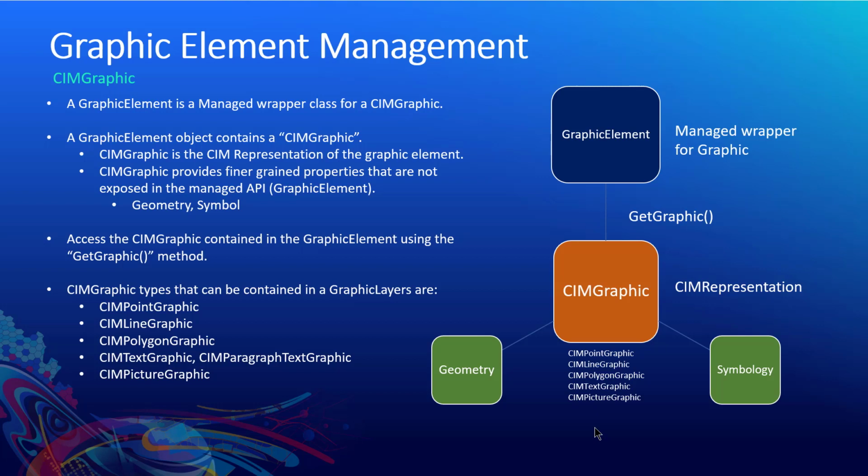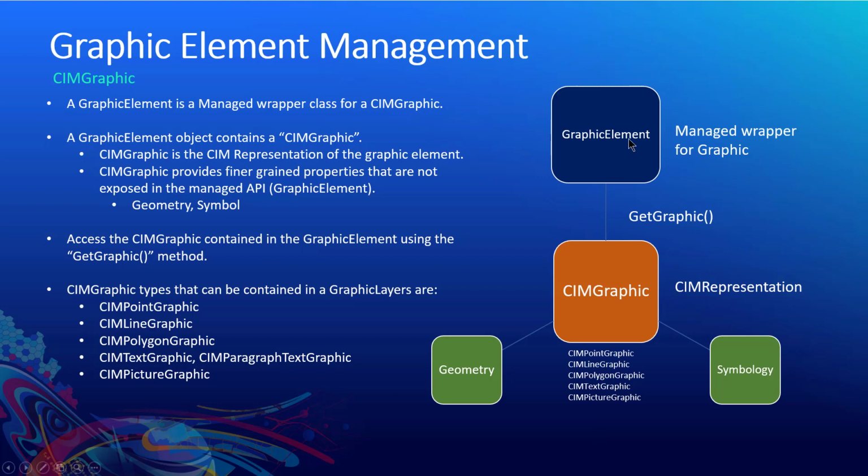The GraphicElement class in the Pro API is a managed wrapper class for the CIMGraphic object. So a graphic element contains a CIMGraphic. The CIMGraphic is the CIM representation of the graphic element. CIM refers to Pro's cartographic information model. The CIMGraphic provides finer-grained properties for the graphic element that are not available in the GraphicElement class. For example, using the CIMGraphic, you can access the geometry and the symbology of the graphic element.